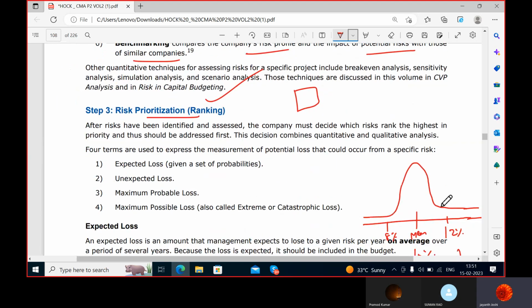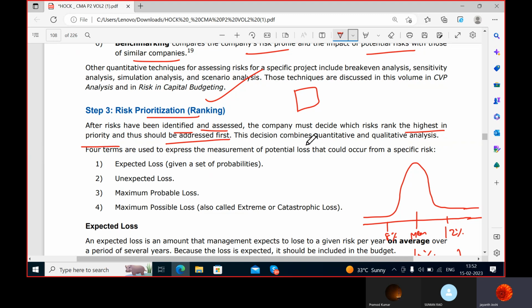So the first step will be putting those risks into a sequence, starting with the most harmful, which can bring a bigger loss to the company. So we'll first prioritize that, give ranking to that, and first try to mitigate or minimize those kinds of risks, and then go for the next one. Now, here are some points. After the risk has been identified and assessed, the company must decide which risks rank the highest in priority and thus should be addressed first.